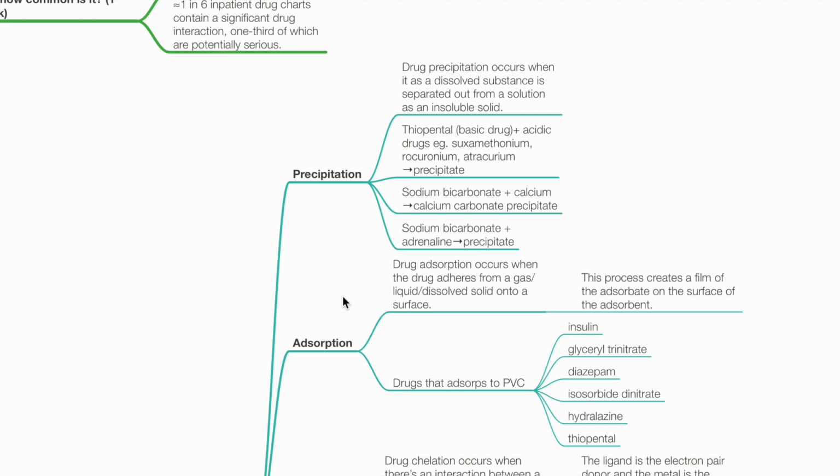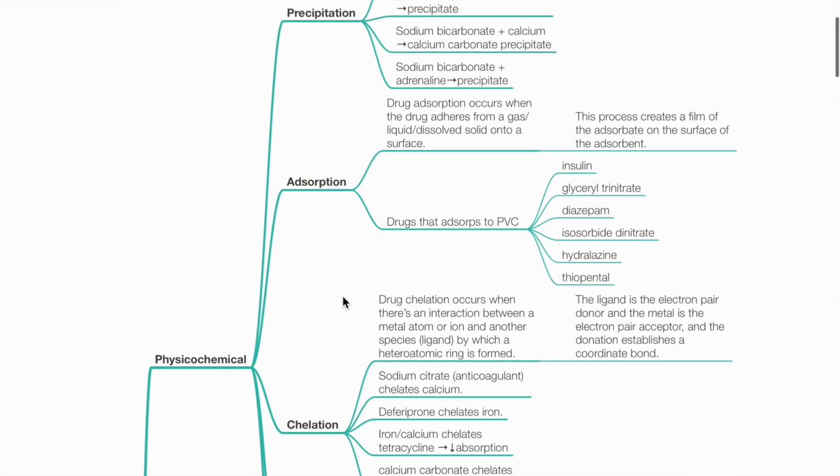Sodium bicarbonate and calcium, which forms calcium carbonate as the precipitate, and sodium bicarbonate and adrenaline, which forms a precipitate. Adsorption occurs when a drug adheres from a gas, liquid, or a dissolved solid onto a surface. Drugs that adsorb to PVC include insulin, GTN, diazepam, isosorbide dinitrate, hydralazine, and thiopental. Thus, PVC infusion sets should be avoided for these drugs to prevent reduced drug administration.